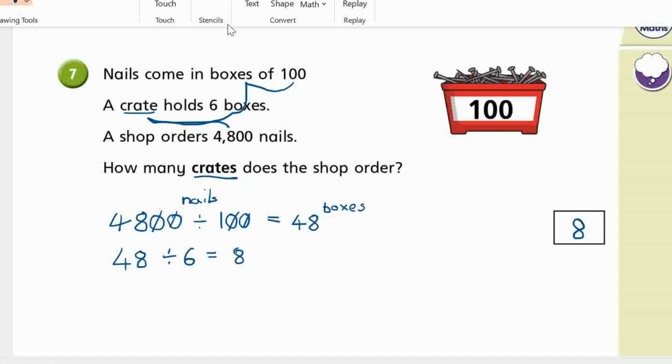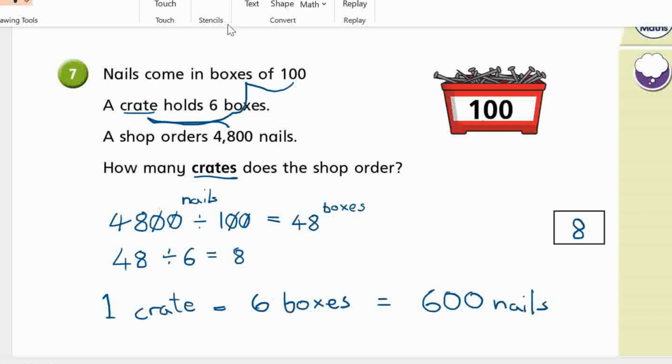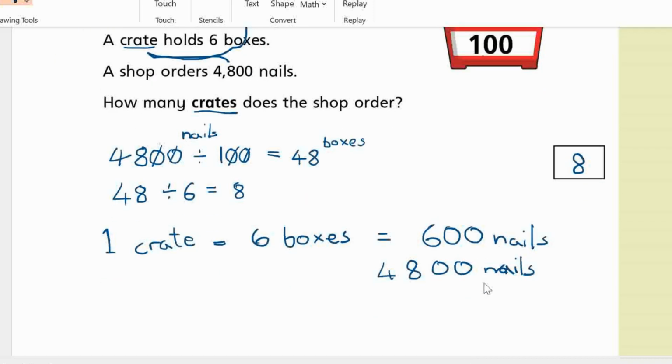Because one crate equals how many boxes? 6. Okay, and so how many nails would be in 6 boxes? In one box there's 100, so... Okay, but we have 4,800 nails.